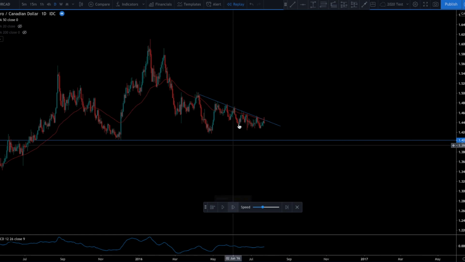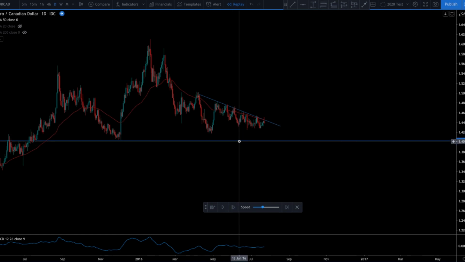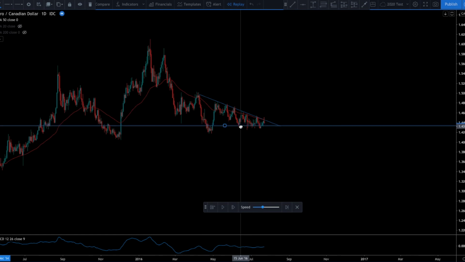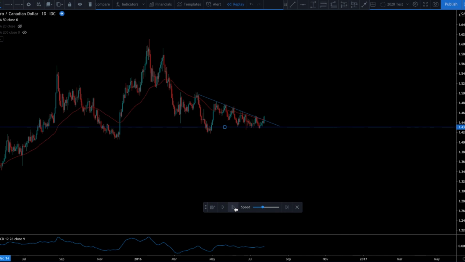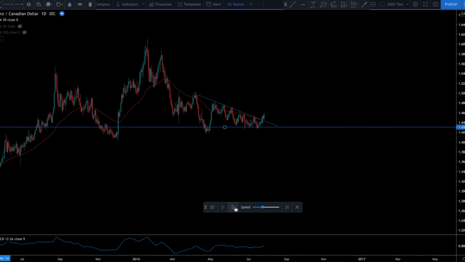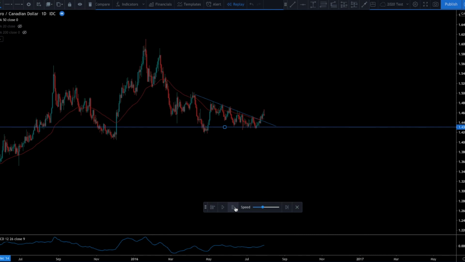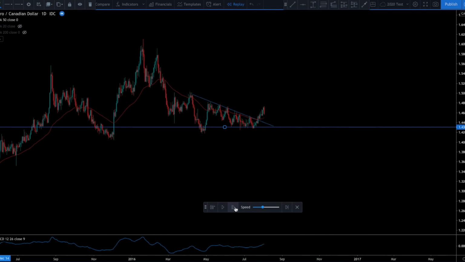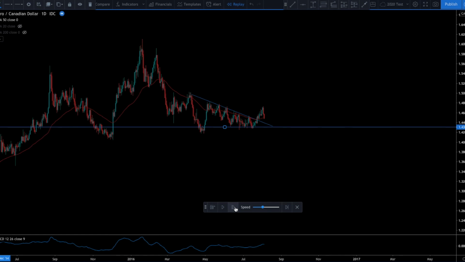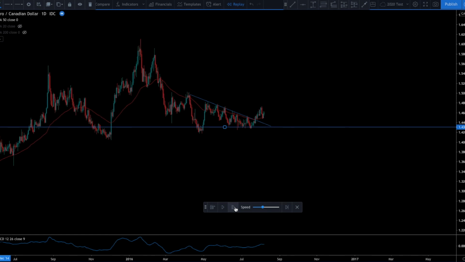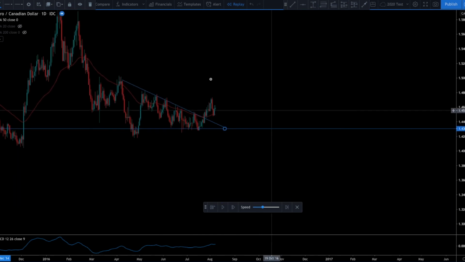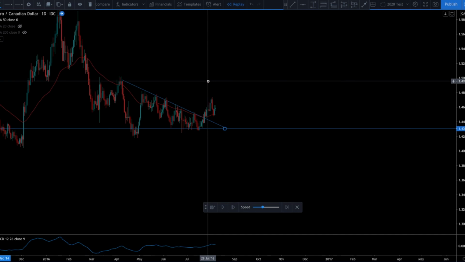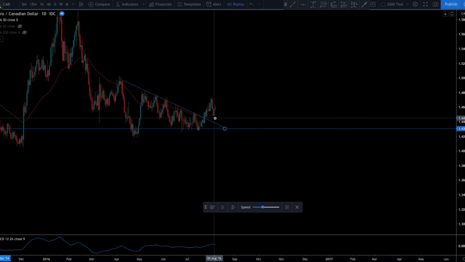So yeah, this is forming a pretty decent little triangle. Popped out. See if we get a retest. Okay, so I like this trade right here for a long play, probably up to this most recent high. Let's see if I can get some winning trades for y'all.